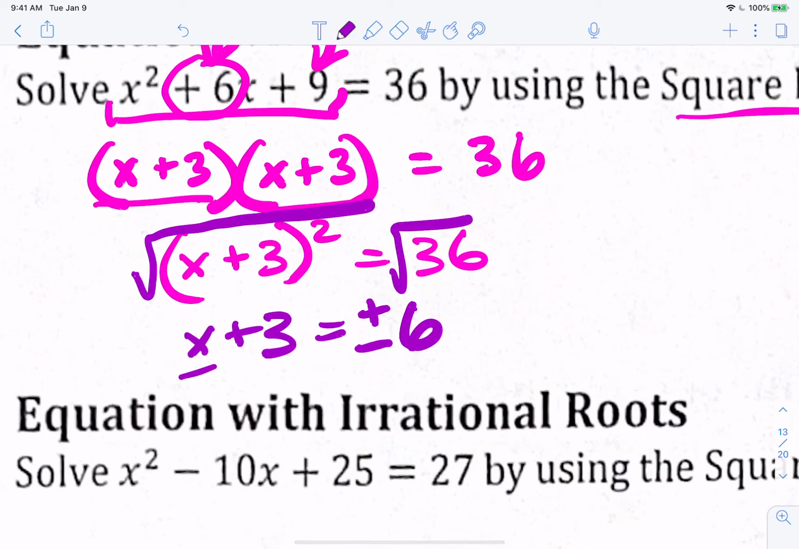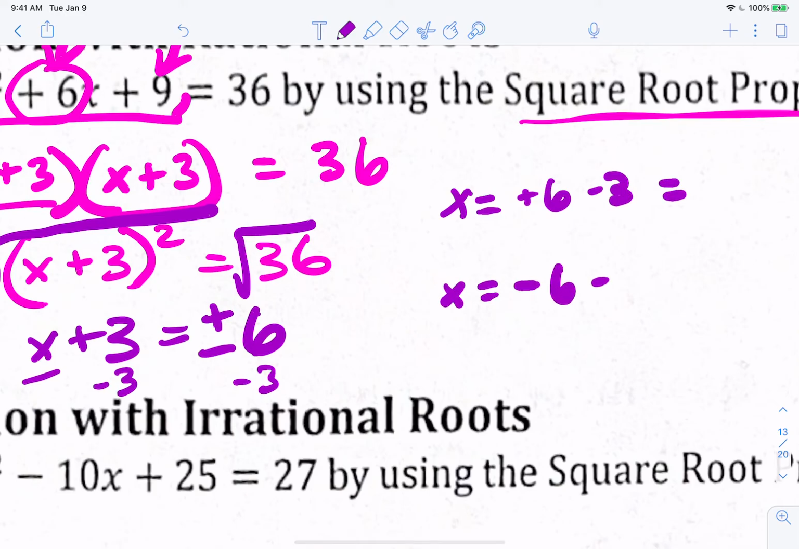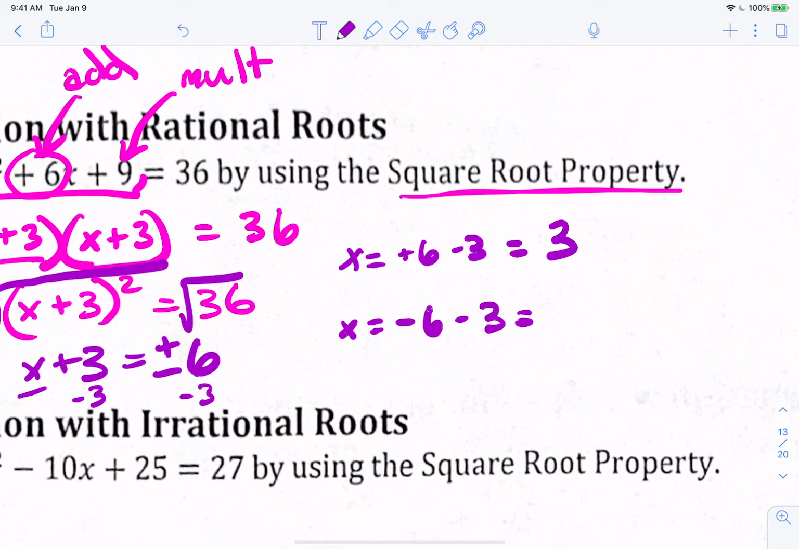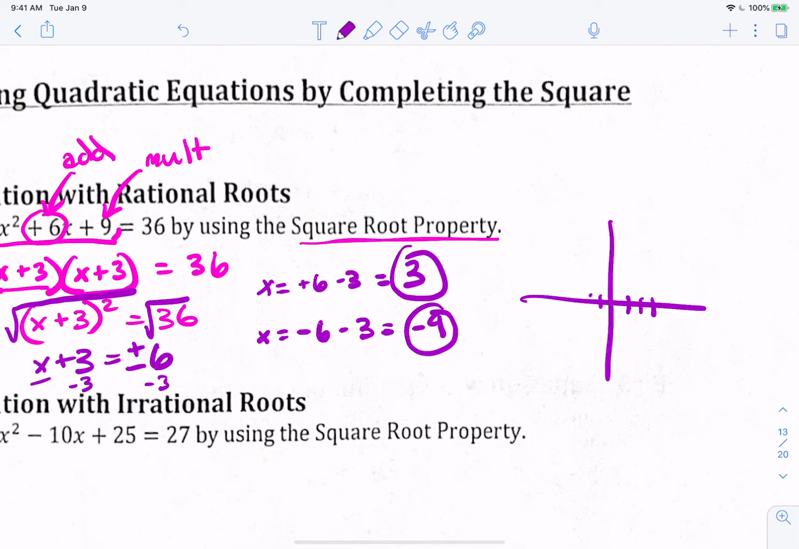Now, if I want to get this x by itself, there's one more thing I have to do, and it is subtract 3. So let's figure out our two answers. If this was a positive 6 minus 3 versus a negative 6 minus 3, what would my two answers be? X equals 3 and x equals negative 9. We are still trying to find the places where it crosses the x-axis, and they are at 3 and at negative 9. And this is what my parabola looks like.